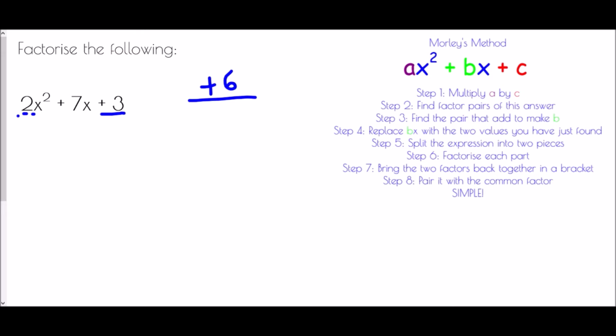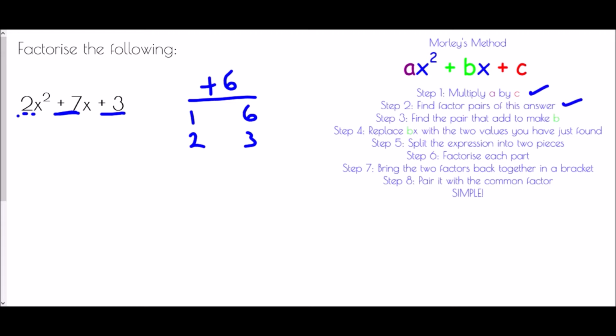Now I'm looking for factor pairs, and the factor pairs also need to add to make this number in the middle. Therefore in this case, because they multiply to make a positive number and add to make a positive number, our factors are both going to be positive as well. And so which numbers will multiply to make positive 6? Well, that will be 1 and 6, it'll be 2 and 3. And so we've completed step 1 and step 2.